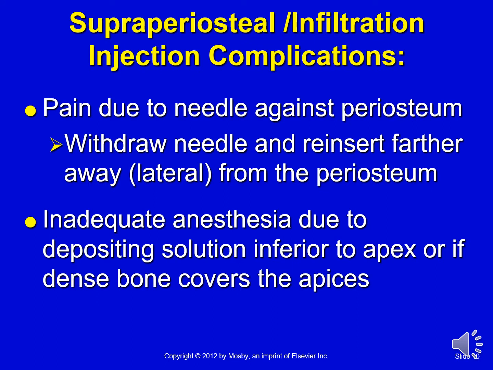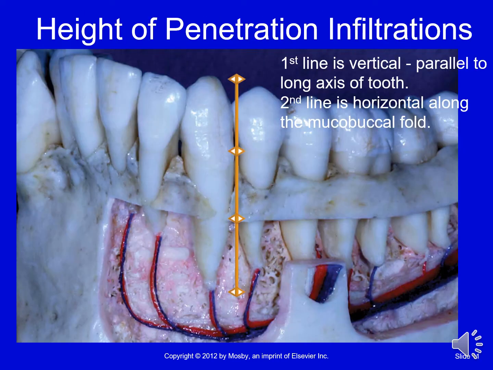Complications: you could be rubbing against the bone, and so you'd have to, like we said before, withdraw and reinsert further away. Or it could be inadequate anesthesia due to depositing inferior to the apex or dense bone covering the apices. So here you can see kind of what this looks like. I couldn't find a picture of the maxilla, so this is on the mandibular arch.